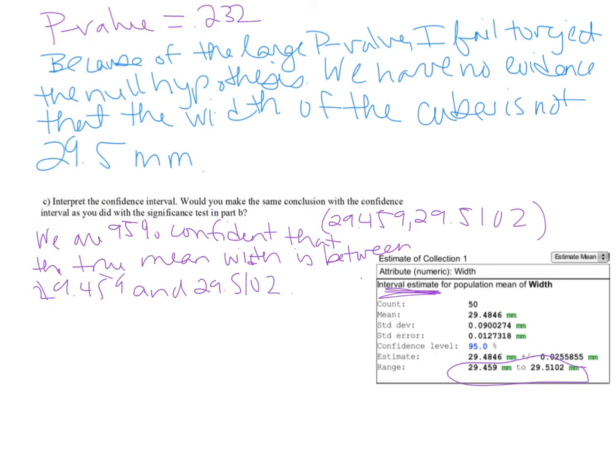The second thing is that they ask you, would you make the same conclusion with the confidence interval as you did with the significance test? So in the previous part, we were not able to reject the null hypothesis. We had no evidence of the null hypothesis being false. Actually, here, it's the same thing. I'm going to say a few things. So I'm going to say because 29.5 is within the interval, it is a plausible value.